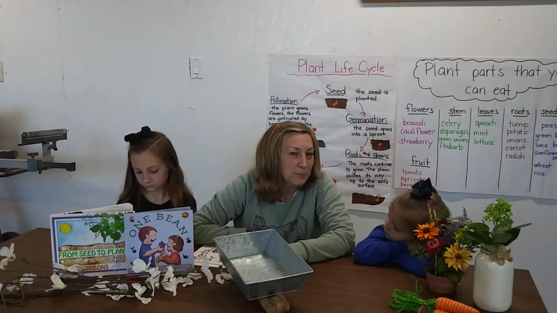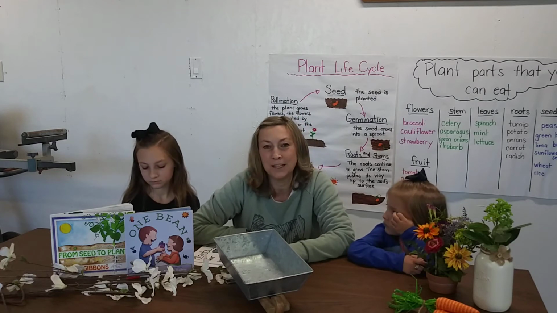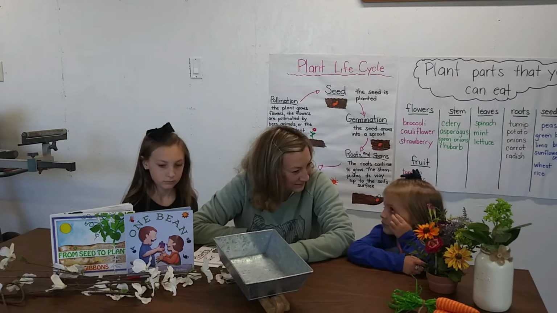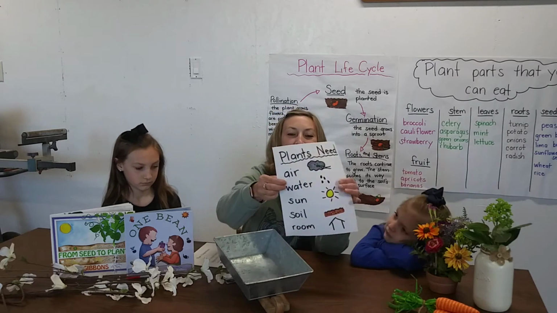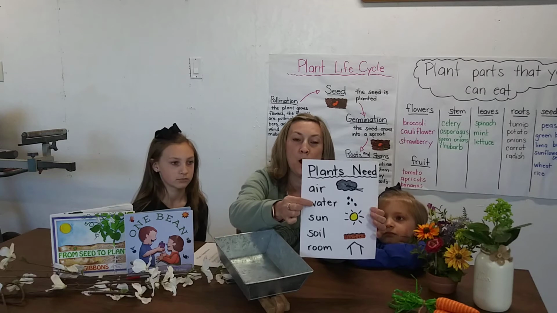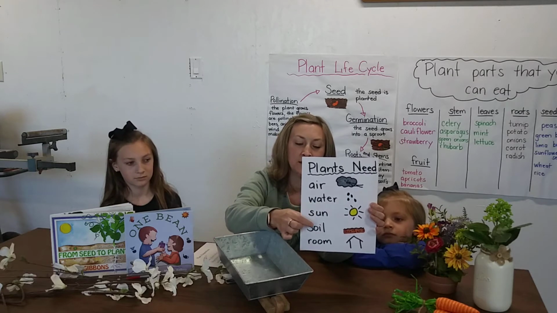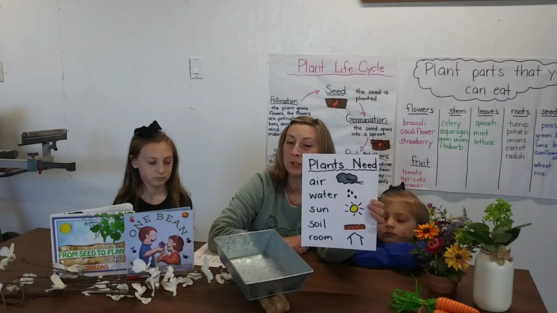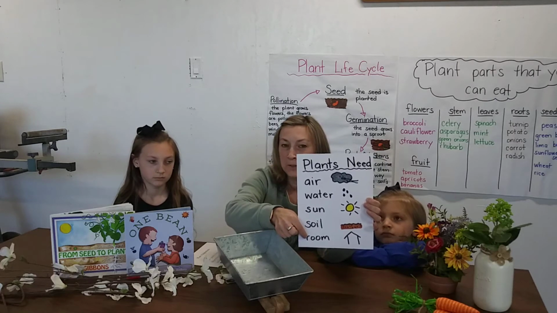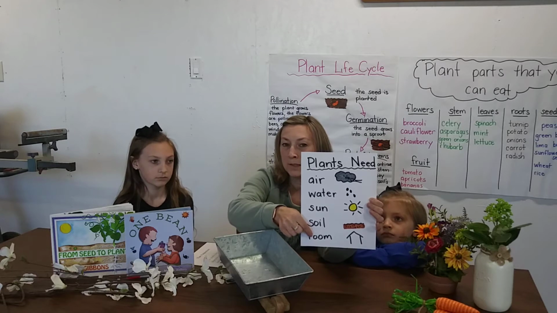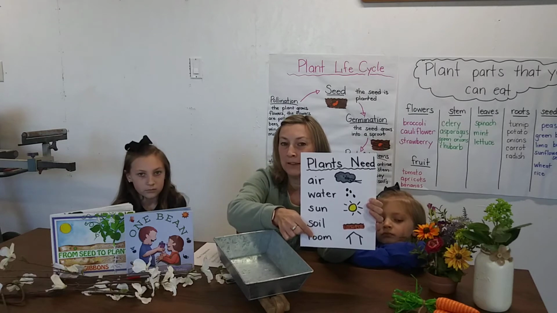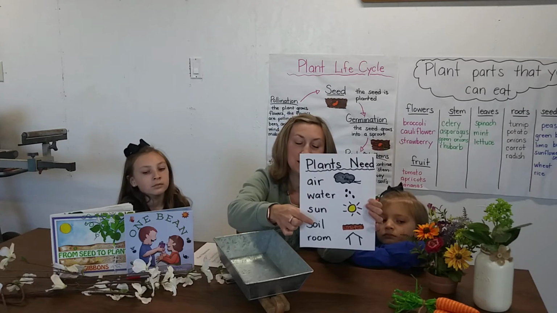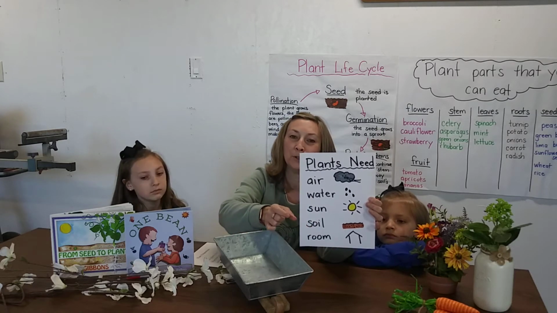Alright, we're going to talk about what plants need. Do you have any idea what a plant might need? See if you can think of something. Alright, plants need air. They need water, sun, soil, and room. Room to grow. We're going to be talking about this in another video about why it's so important for seed dispersal and giving that plant room. But they need air, water, sun, soil, and room.